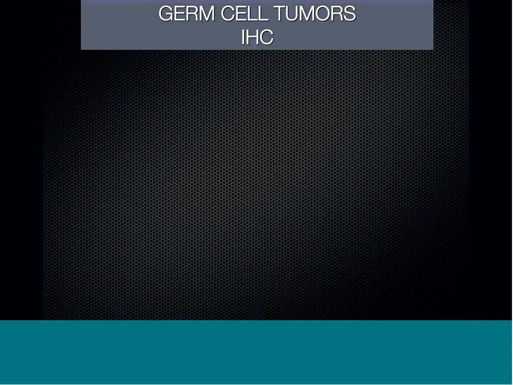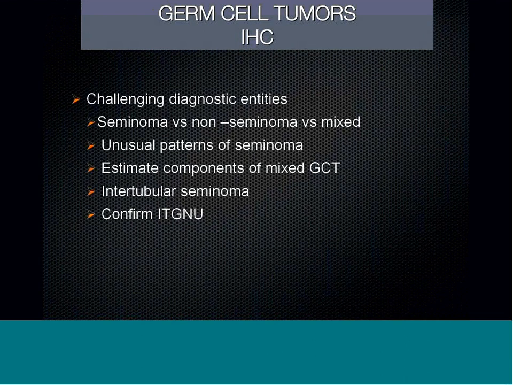The use of immunohistochemistry in germ cell tumor histology. Since histologic subtyping is quite critical in the management of germ cell tumors, and morphology can overlap, I think immunohistochemistry has an important role in the diagnosis of germ cell tumors. Especially in challenging diagnostic entities where you're trying to differentiate seminoma from pure or mixed components of non-seminomatous germ cell tumor. It's also very helpful when you're dealing with unusual patterns of seminoma, or if you're trying to estimate the amounts of mixed germ cell tumor components.